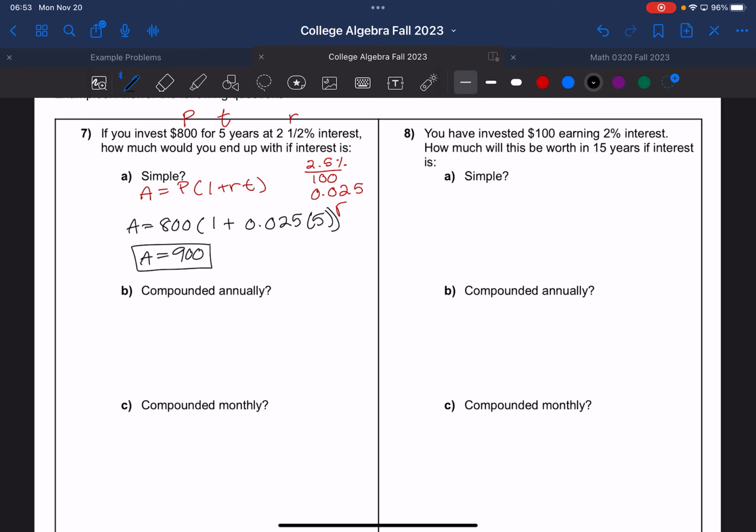If you don't want to type this entire thing in, you could just find out what this value is, add it to 1, and then multiply it by 800. So this is saying in 5 years at 2.5 interest, they earned an extra $100 in 5 years.